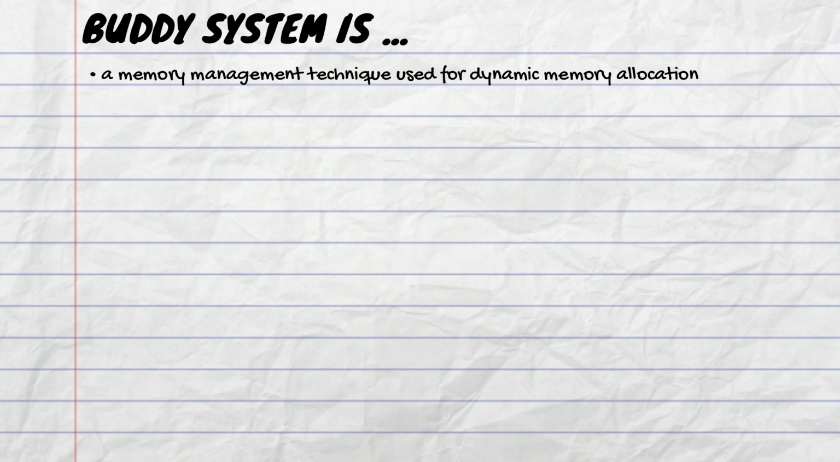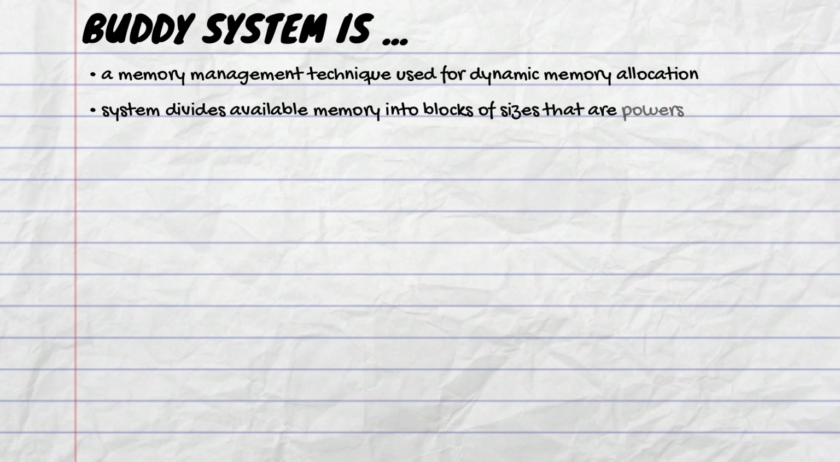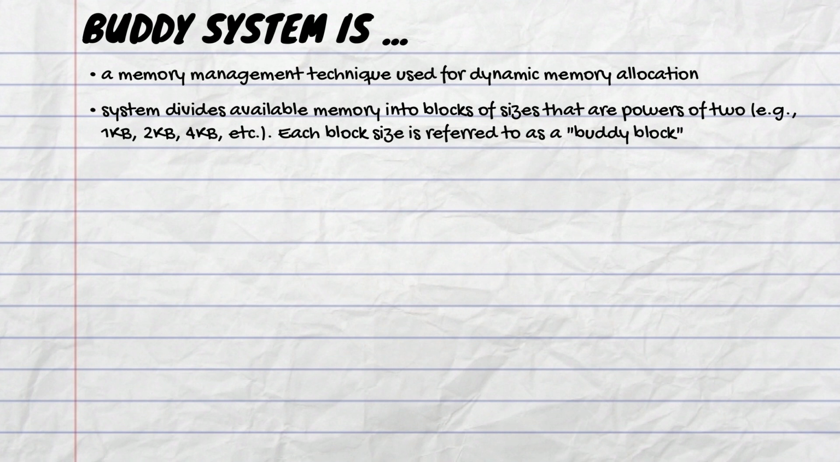Here's how the buddy system works. First, the system's memory is partitioned into blocks of fixed size that are powers of 2. Example, 1 kilobyte, 2 kilobyte, 4 kilobyte, and etc. Each block of the memory is paired with another block of the same size and they are called buddy blocks.